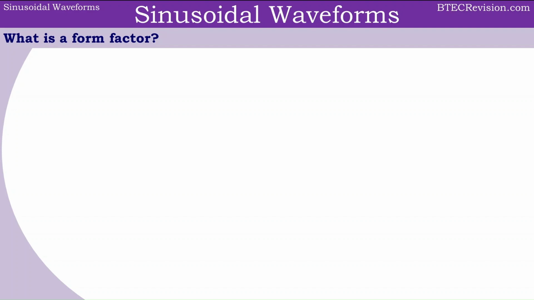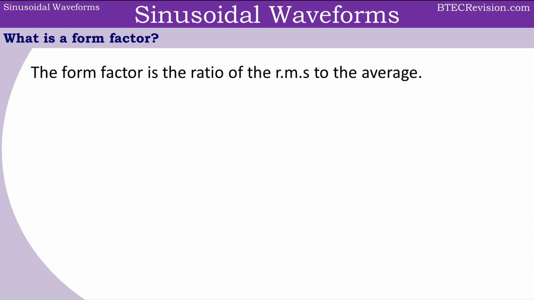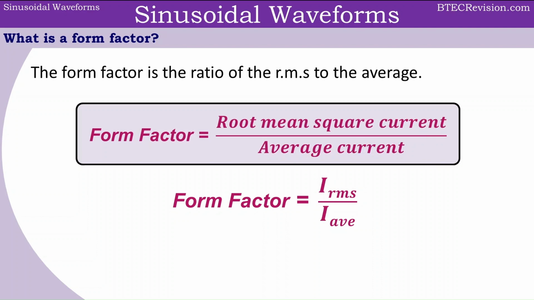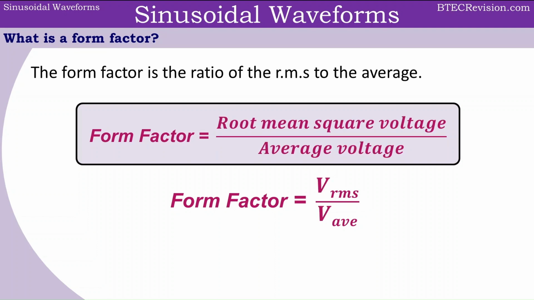Next, we can look at what a form factor is, which is the ratio of the root mean square to the average, and can be calculated by this equation. Form factor equals root mean square voltage divided by average voltage. And the short form is form factor equals V RMS divided by V average. And we can also apply this for current. The form factor equals I RMS divided by I average.